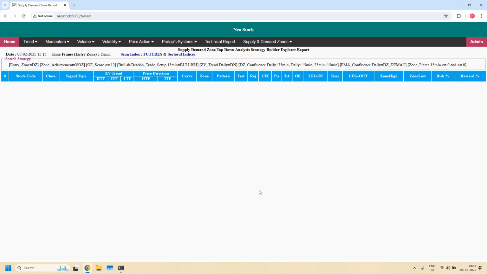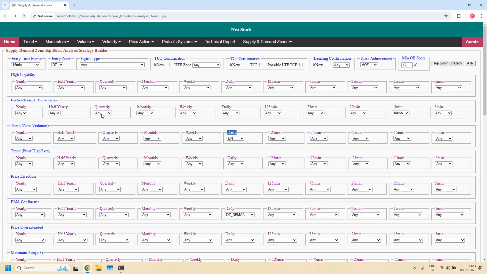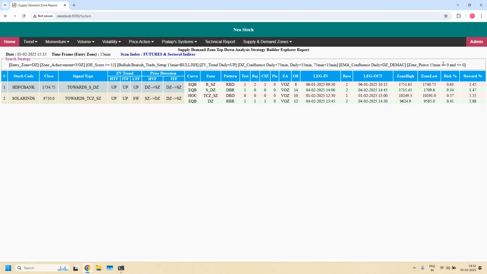Something is wrong. Some mistake I did here, it seems. This is a bullish trade setup, not bearish trade setup. See here, it is a bullish trade setup. I am sorry for the mistake. So this is an uptrend we have to select. So the daily demand zone we selected with EMA, and trend should be uptrend. So we got both the stocks.